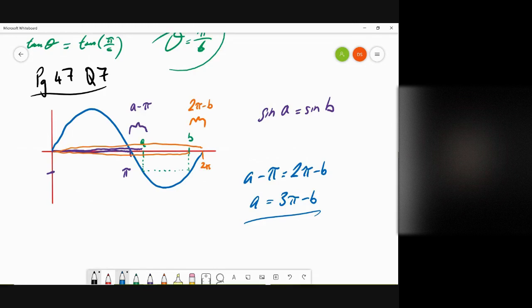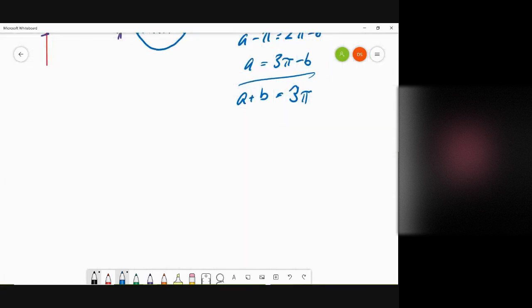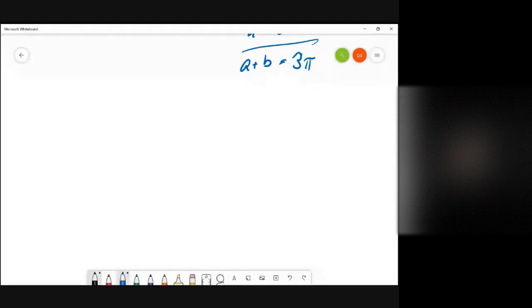Yep. And, you know, their answer is A plus B is equal to 3 pi, but it doesn't bother me, right? We could do whatever, however you want to connect that. Okay. Does that make sense? Yeah, it does. Okay. Cool. Brock, did you have a question? 1 second.